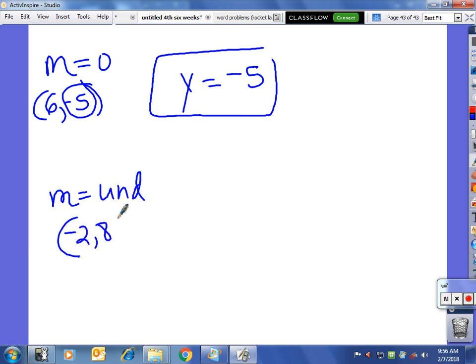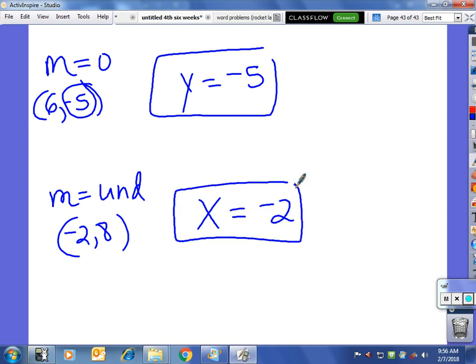What if I was thinking of a line that had an undefined slope and went through the point (-2, 8)? That would be x equals -2. Good. Do I have to worry about converting? No. Are we good with that?